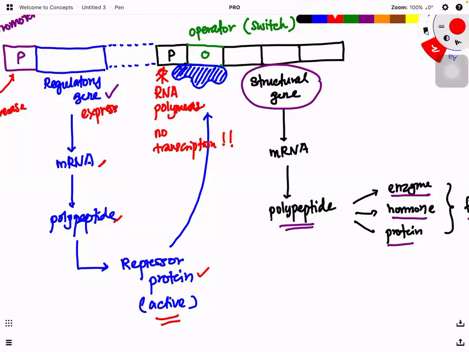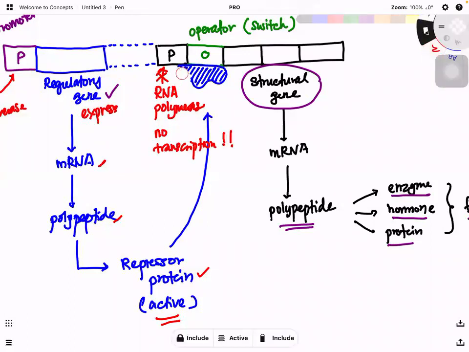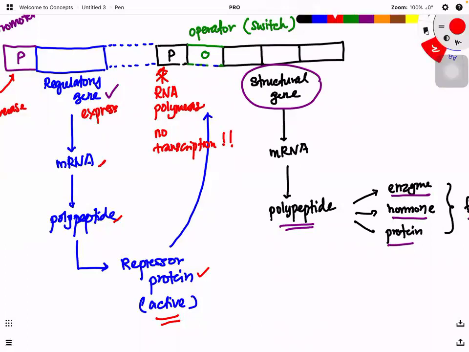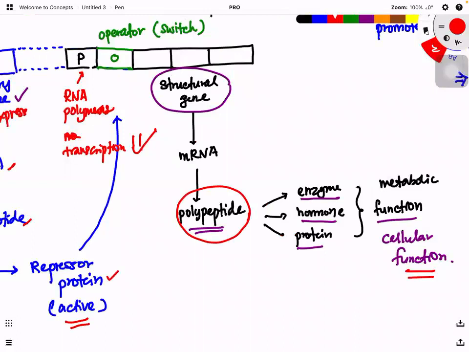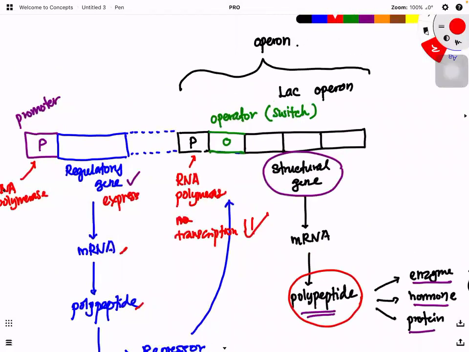But a certain stimulus can help us to remove it. Later we're going to learn that. When you remove this repressor protein, then RNA polymerase can bind. When RNA polymerase can bind, then we have the transcription. We're going to have the polypeptides, and then cellular functions actually take place. So this is a general idea about how the operon actually functions.